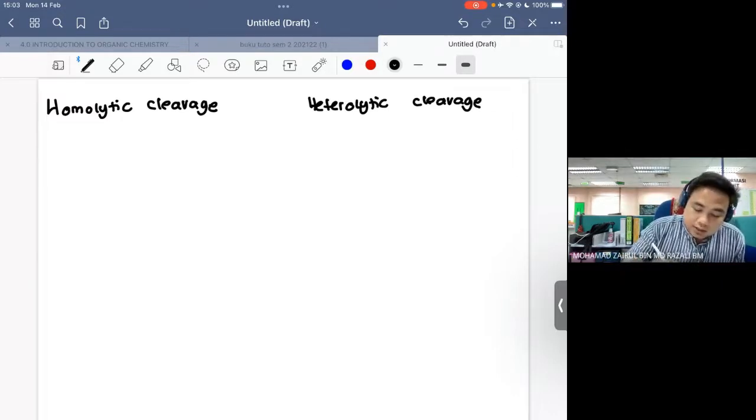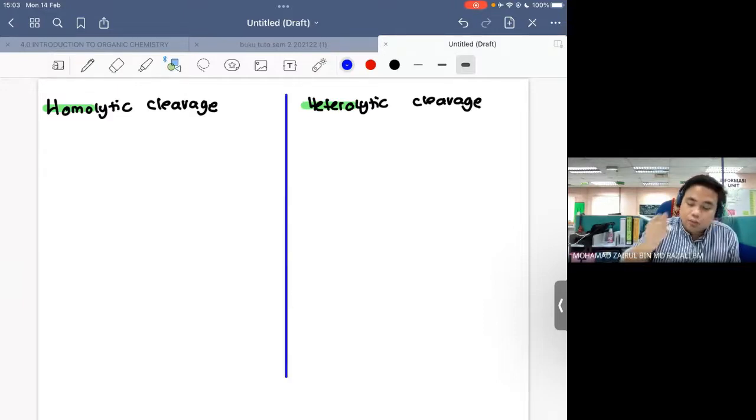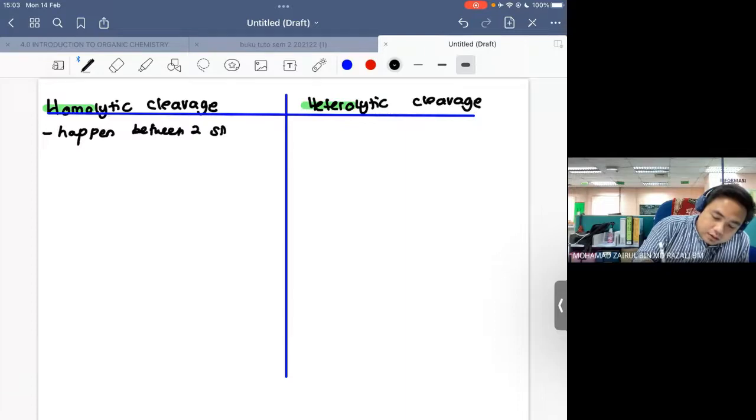So if we look at the term itu itself, kita boleh nampak the term homo itu sendiri bermaksud dia sama. Okay, hetero itu bermaksud dia berbeza. So in order to differentiate between which one yang akan undergo homolytic cleavage and which one yang akan undergo heterolytic cleavage, kita kena tengok the electronegativity between those two atom yang kita nak break. Okay, so for a homolytic cleavage, this normally happen between two similar atom.